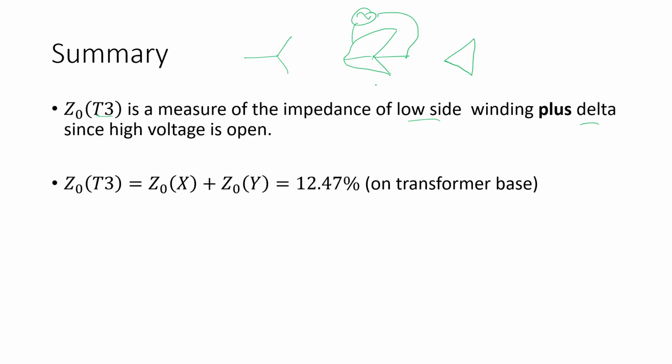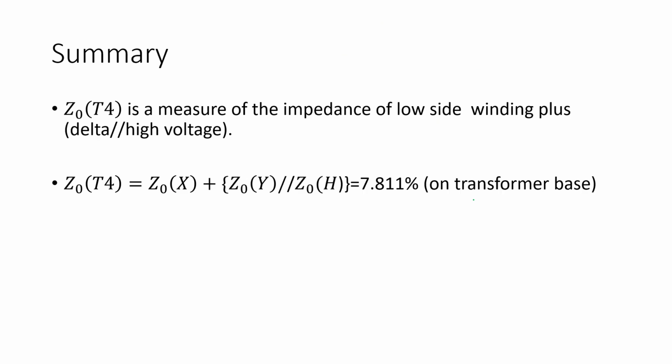So basically you have X, the impedance from the X winding, plus the Y winding, or the delta. So it's just a sum. That's what I'm writing here. This number here I calculated previously. Again, it's on the transformer base.